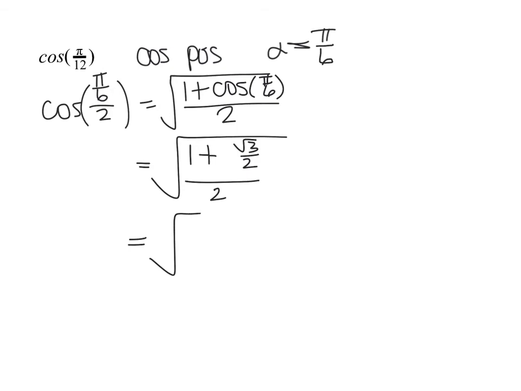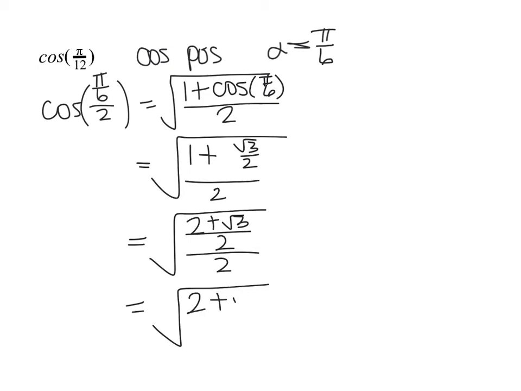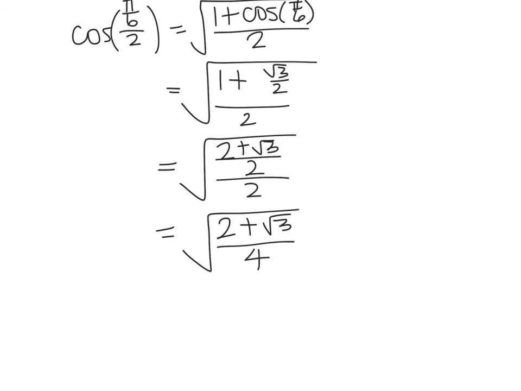Similar to the previous example, we're going to rewrite our numerator as a single fraction. So we get 2 plus radical 3 all over 2 all over 2. And then we're going to multiply our denominator, so we end up with 2 plus radical 3 all over 4, still all underneath a radical. And we can't take the square root of the numerator, so our final answer is going to be the square root of 2 plus radical 3, and then over the square root of 4, which is just a 2.